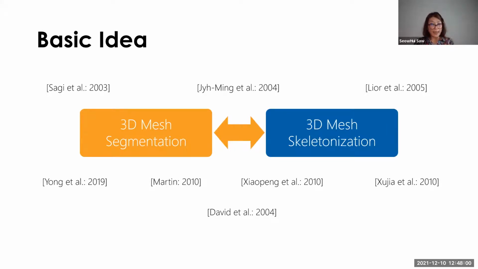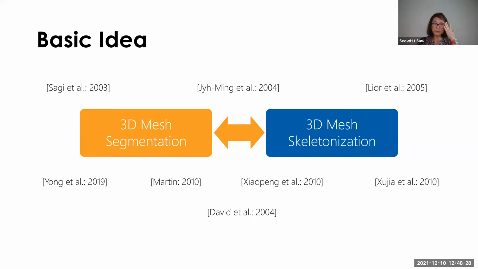Any segmentation of the 3D mesh can assist in the creation of the skeleton, or any extraction of the skeleton can infer a segmentation of the 3D mesh. Both are friends. So these are some papers that either find the segmentation and then extract the skeleton, or get the skeleton and then obtain the segmentation.